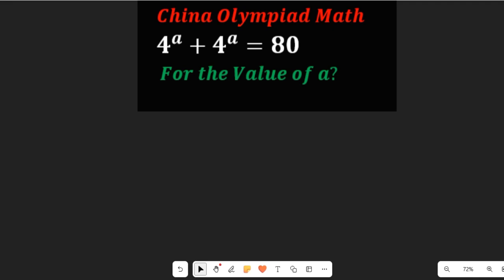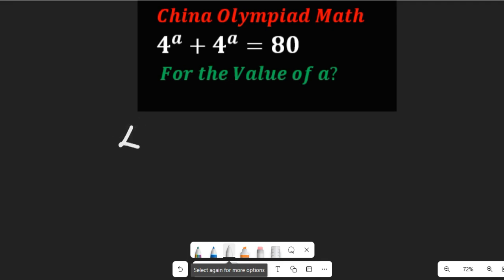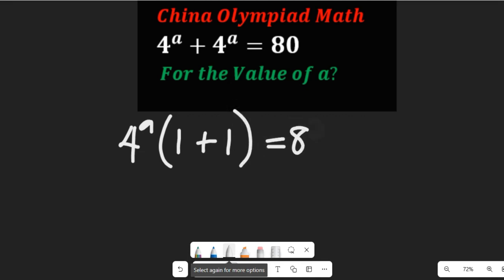Now, to solve this question, we're going to simplify the left hand side, knowing that we have 4 to the power of a plus 4 to the power of a. So in the first step, we're going to take 4 to the power of a, which is common, and bring it out. 4 to the power of a divided by 4 to the power of a will give us 1, plus 4 to the power of a divided by 4 to the power of a to give us 1, and this will be equal to 80.